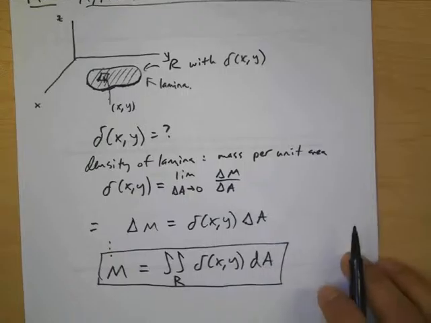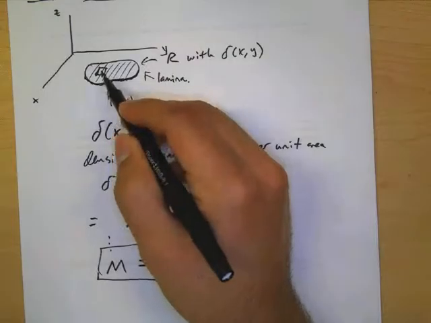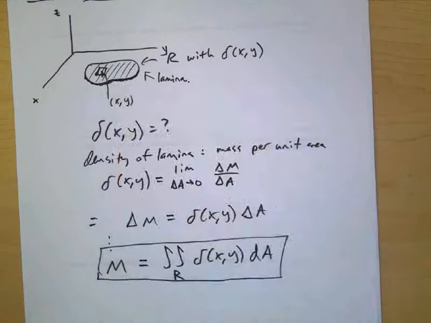where the density changes depending on what point you're at. Okay, so it's not uniform density per se.